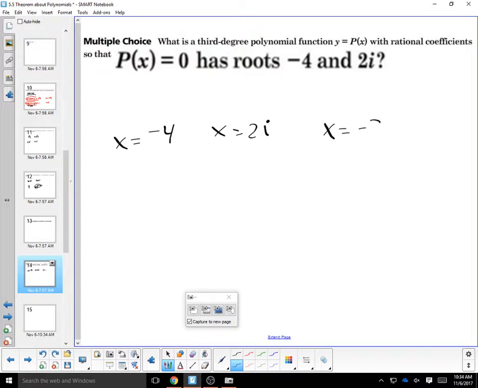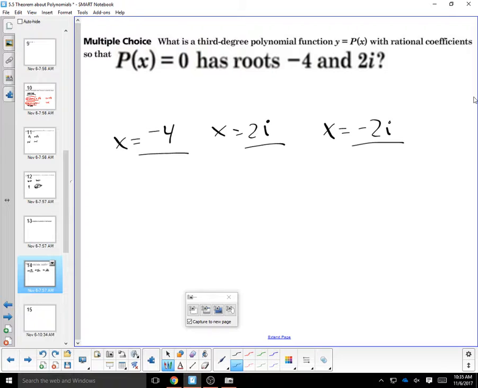Why does x equal negative 2i? Because this is complex or imaginary, if you want to call it that. Therefore, it should happen in conjugate pairs, so I should get negative 2i. How about positive 4? Should I get positive 4 as well? Not necessarily, because that's not irrational, nor is it complex slash imaginary. Okay? So I've got those three.